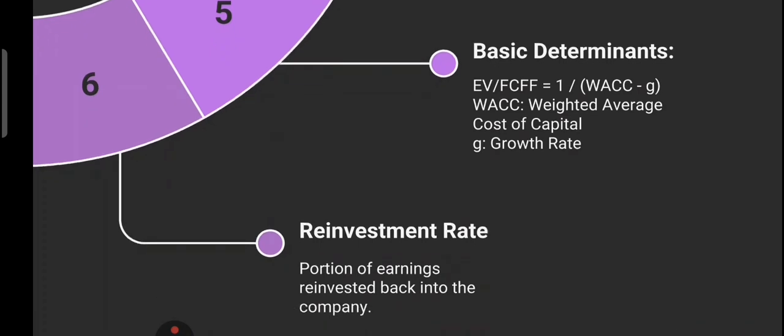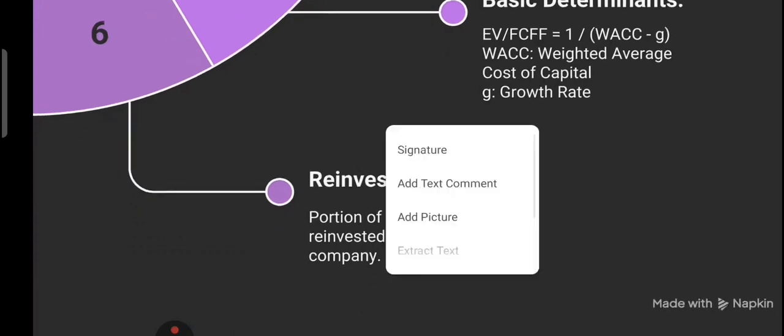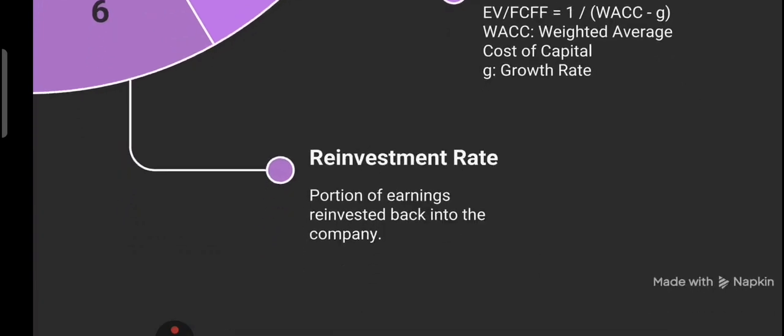So WACC, weighted average cost of capital, and G, that is called growth rate, right? Okay, now we have something called reinvestment rate. It is the portion of the earnings reinvested back into the company, that's called reinvestment rate.